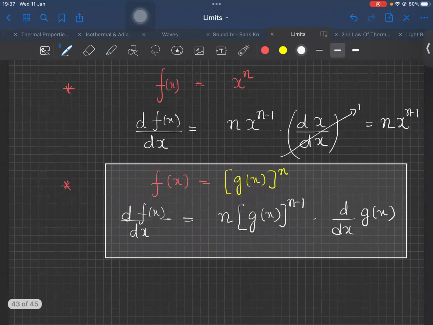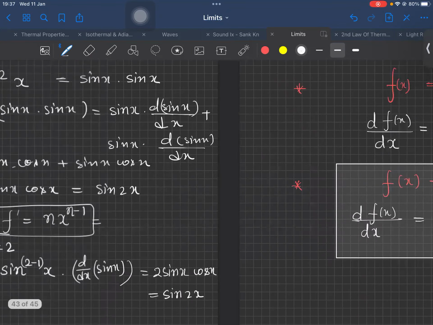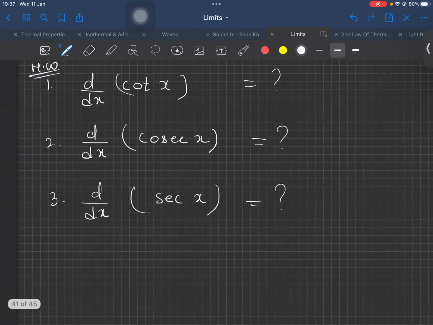Okay, so please solve exercise 11.2, and whatever rules we have talked about are very important. Keep this one in mind. You have to differentiate the inner function as well. Don't just directly go and use this formula. Use this one. And of course, please solve these problems.